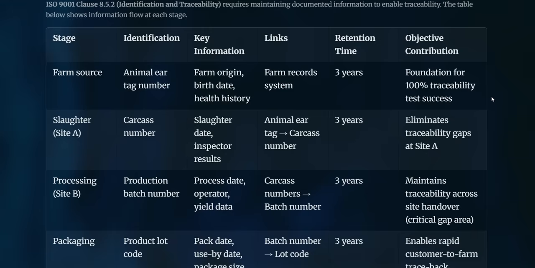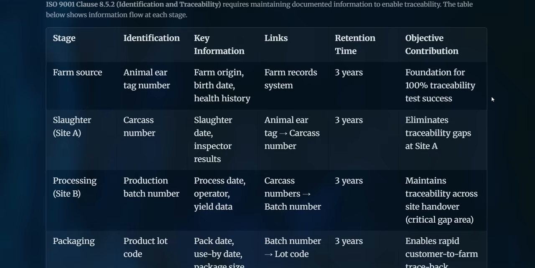And then the third stage, processing at site B. Identification needed here is the production batch number. The key information that must be included: process date, operator's name or operator's track ID, and the yield date. The link here must connect the carcass number to the batch number. The retention of this information is 3 years. The objective contribution of this control is maintaining traceability across the site handover, which is critical for the gap area.